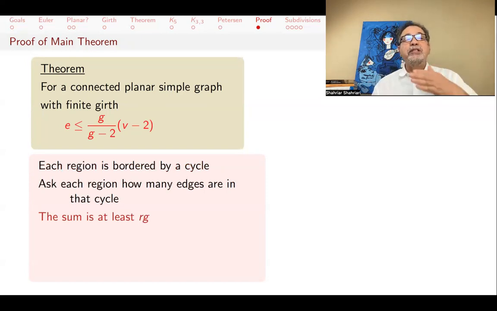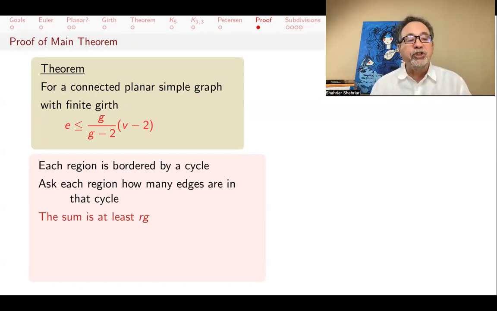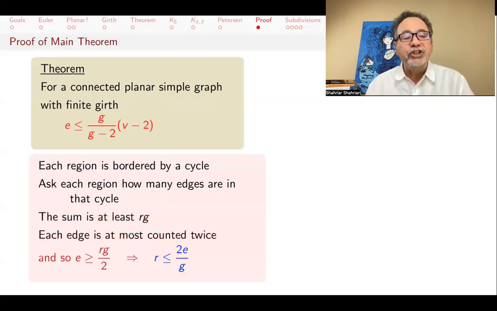In fact, there's going to be some edges that are not even going to be counted in the census because they might not be on the border of any particular region. So the sum is at least RG. But now we have double counted some of the edges because an edge might have been in the border of this region and that region. But at most, we have double counted each edge. And therefore, the number of edges is greater or equal to RG divided by 2.